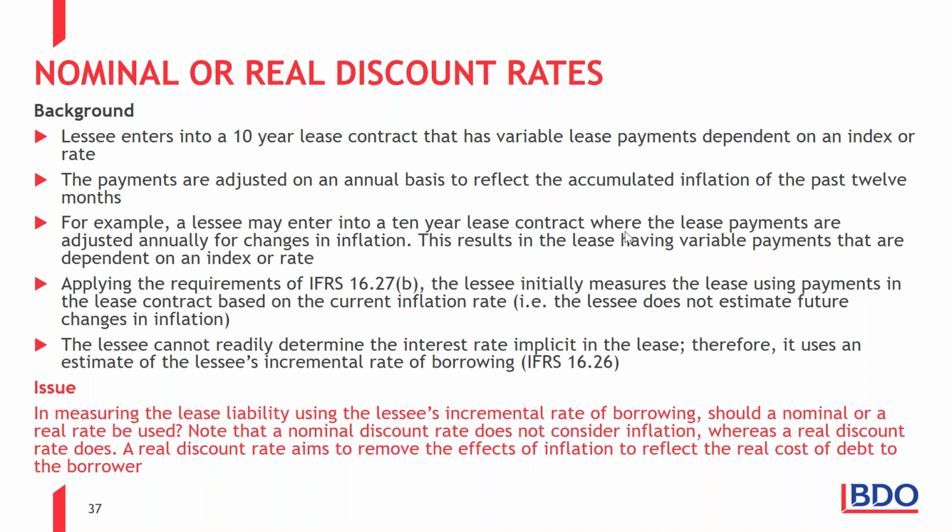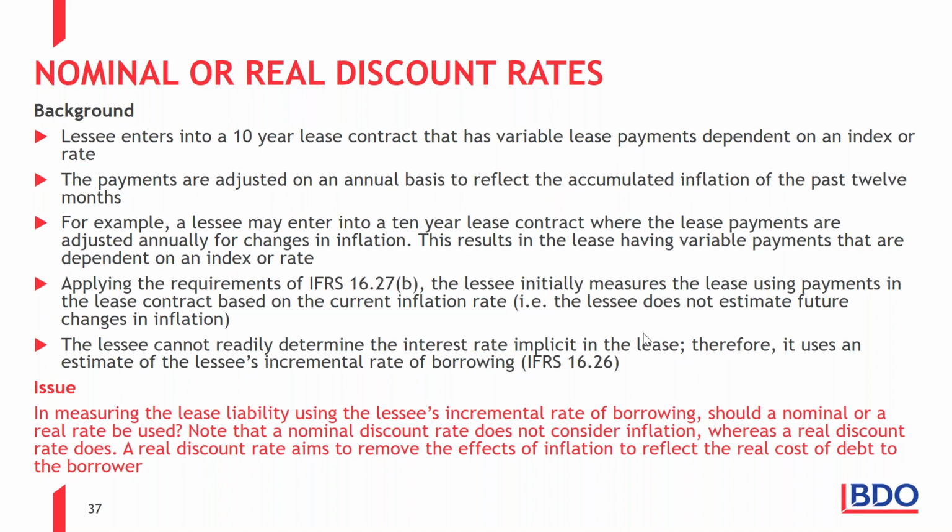So the entity entered into a 10-year contract that has variable lease payments, and it's on an index rate. Payments are adjusted on an annual basis to reflect inflation of the past 12 months. So it's a CPI-based loan.